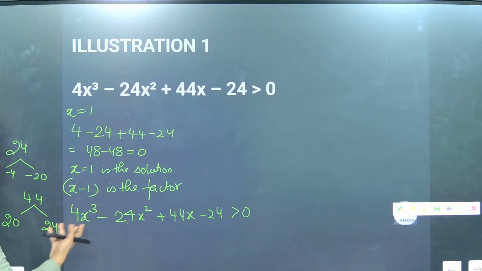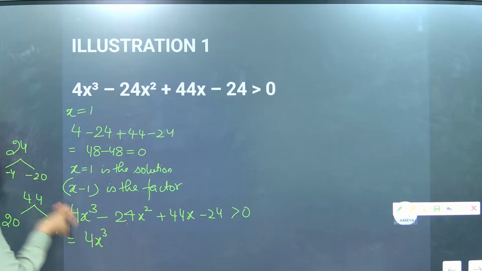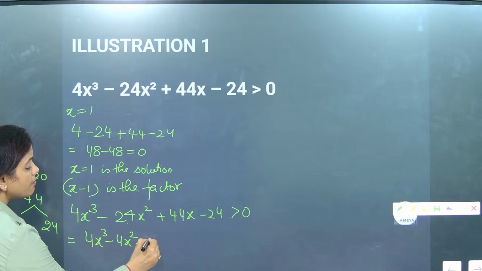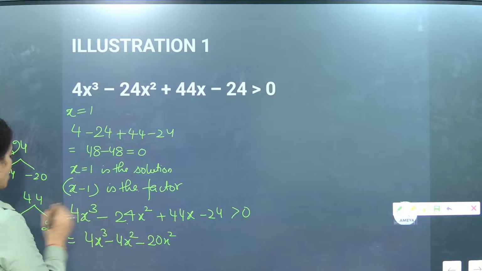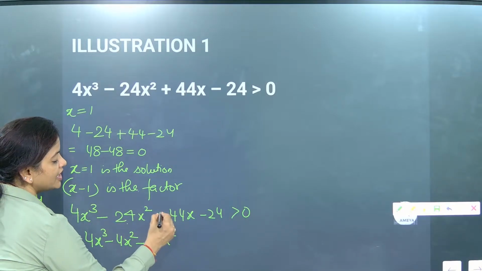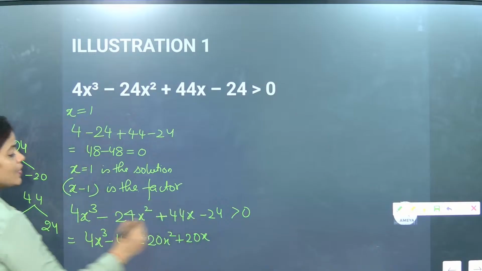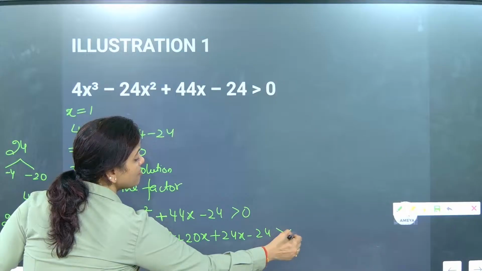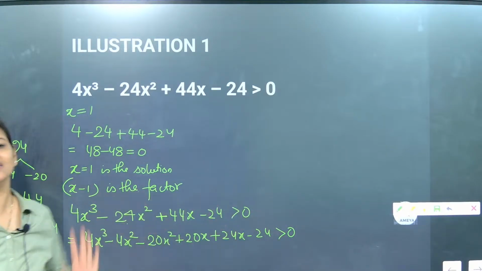Now why am I doing this? Just check this one out. Now what I am writing here: 4x cube. Minus 24 can be written as minus 4x square minus 20x square. Now 44, because the front here is plus, will become 20x and then 24x minus 24. This is the major split section. If you are able to split to this region, your answer will come.